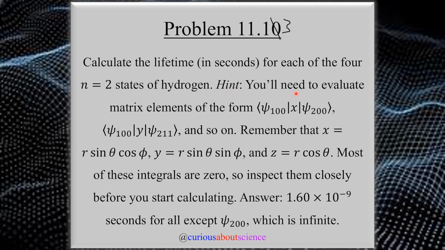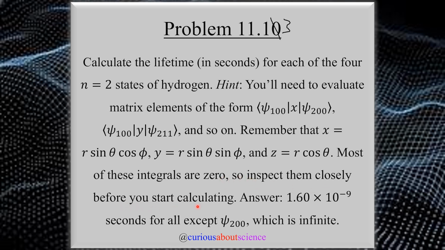Hint: you'll need to evaluate matrix elements of the form ⟨100|x|200⟩, ⟨100|y|211⟩, and so on. But remember that x equals r sin θ cos φ, y equals r sin θ sin φ, z equals r cos θ, just the polar coordinate transforms. Most of these integrals are zero. You only have two that aren't, so inspect them closely before you start calculating.